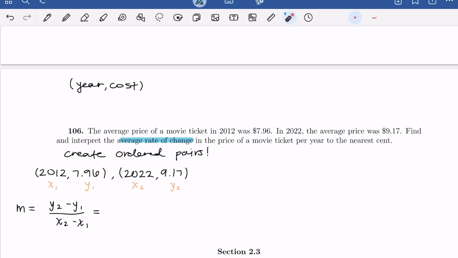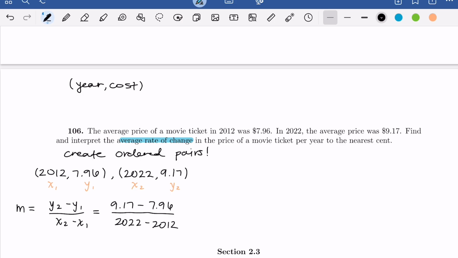So y2 in this case is going to be $9.17. y1 is 7.96. And in our denominator here, we're going to have the change in our x coordinates. So 2022 minus 2012. All right, so in the numerator, we're going to get 1.21, and in our denominator, we're going to get 10. So this tells us our slope is 0.121.